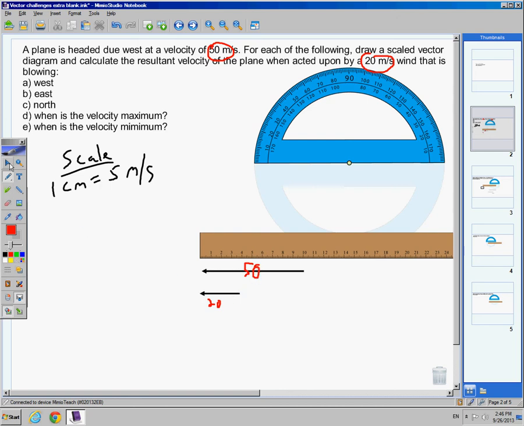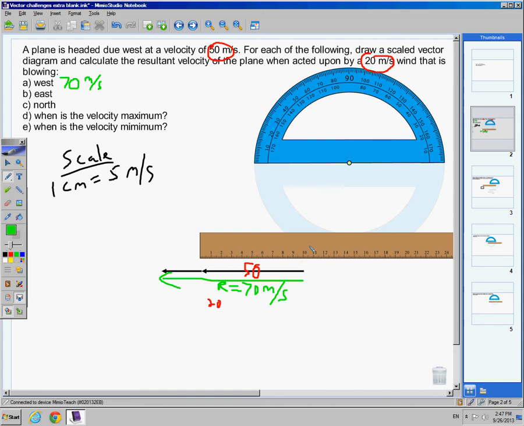All right. So next thing I do is move it. This is in a westward direction. The initial one was going west. All right, we know that. If I take my other one and follow a tip-to-tail format, I now know that the resultant is going to be, let's draw the resultant in green here. My resultant equals 70 meters per second. And that's my answer for letter A, 70 meters per second.